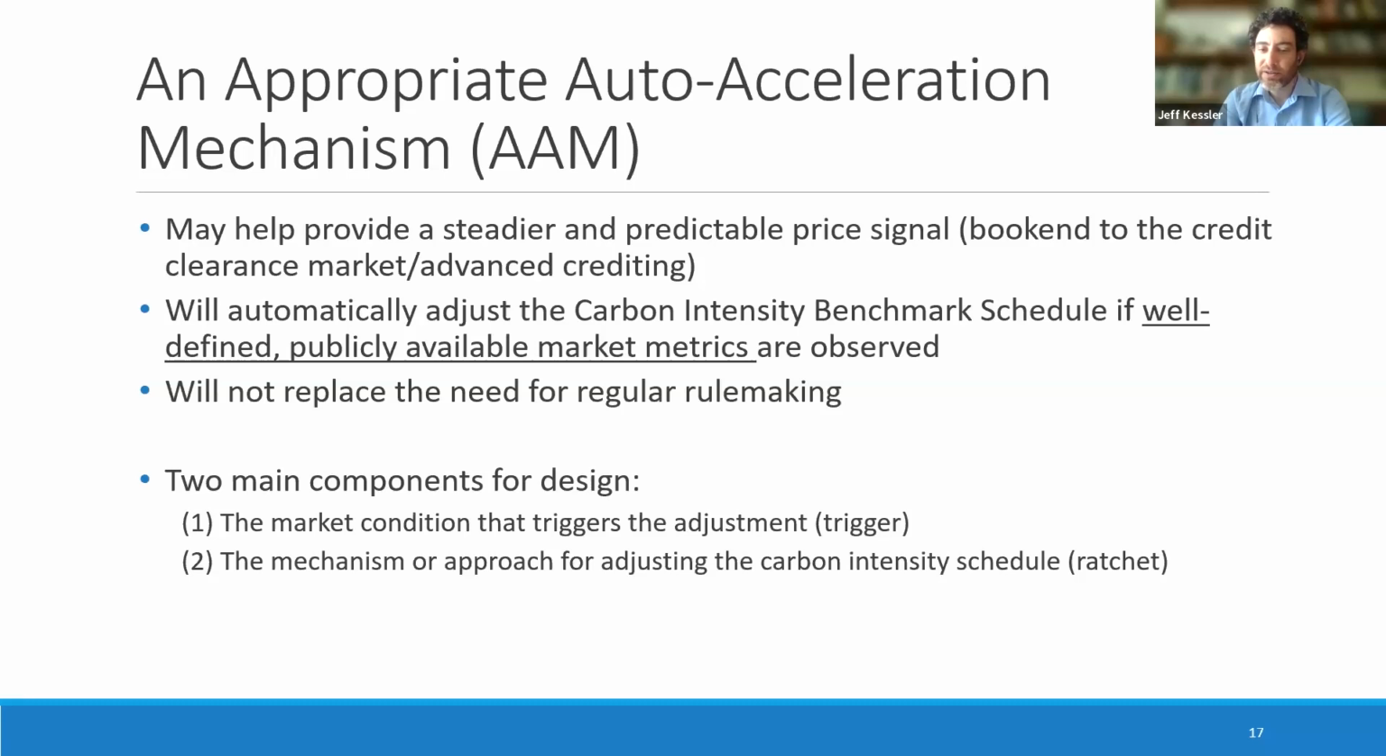For all auto acceleration mechanisms being considered, there are two main components of the design. First, it is important to establish and identify the set of market conditions that would trigger the automatic adjustment of the carbon intensity benchmark schedule. And next, it is important to identify how the carbon intensity schedule will be adjusted once the trigger condition is met.